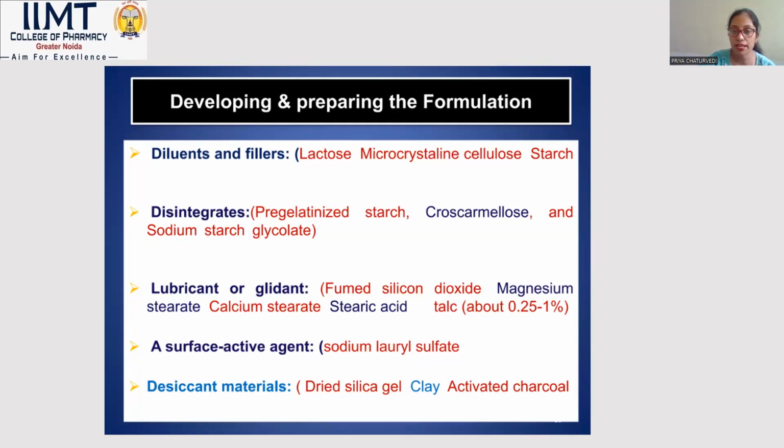Examples are lactose, microcrystalline cellulose, starch, etc. Disintegrants are also added. Example is sodium starch glycolate. Lubricants or glidants. Examples are magnesium stearate, calcium stearate, stearic acid, talc. Surface active agent. Example is sodium lauryl sulfate. Desiccant material can be activated charcoal, dried silica gel, or clay.